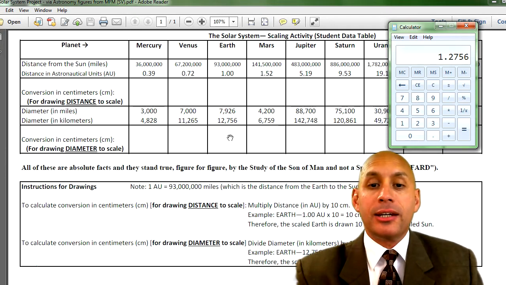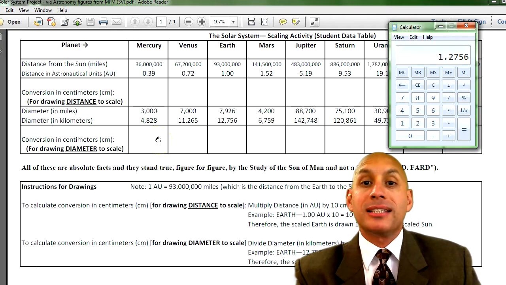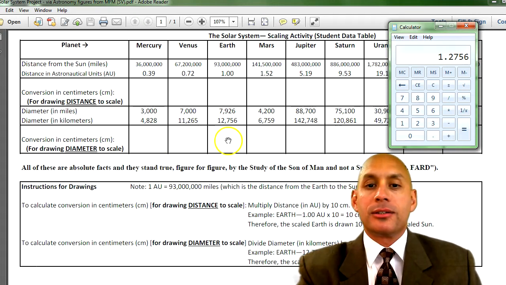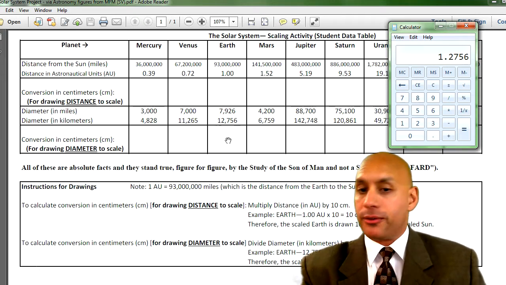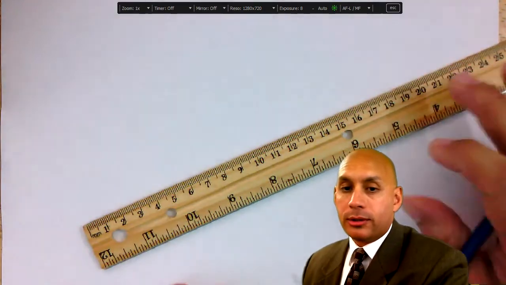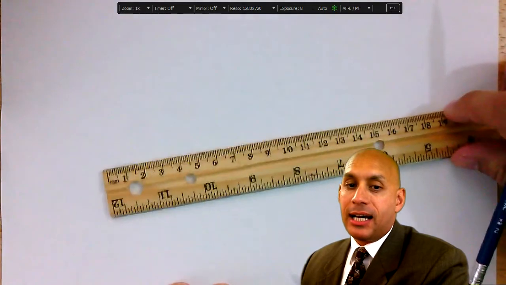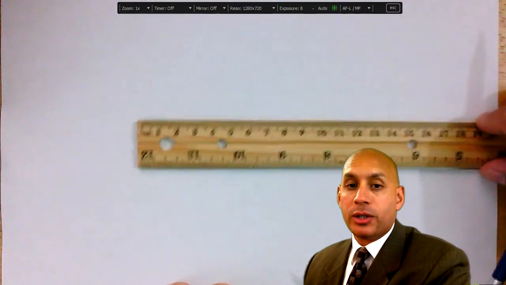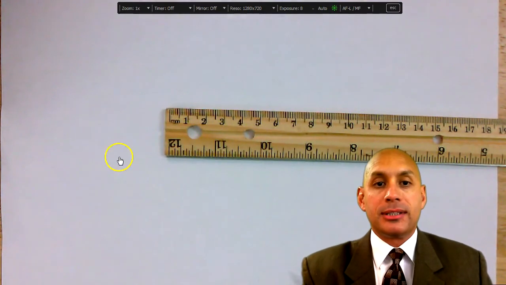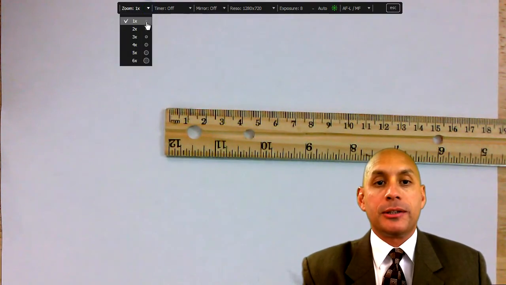So you would go ahead and do all of the calculations for the rest of the 8 planets, and then you can begin your drawing. So again, an example here, the Earth. Here's my paper and my pencil, and here's my ruler, which does in fact have a side that has inches but also centimeters, and we're going to use the centimeter side. I'm going to zoom in so that you can see what I'm doing perhaps a little easier.